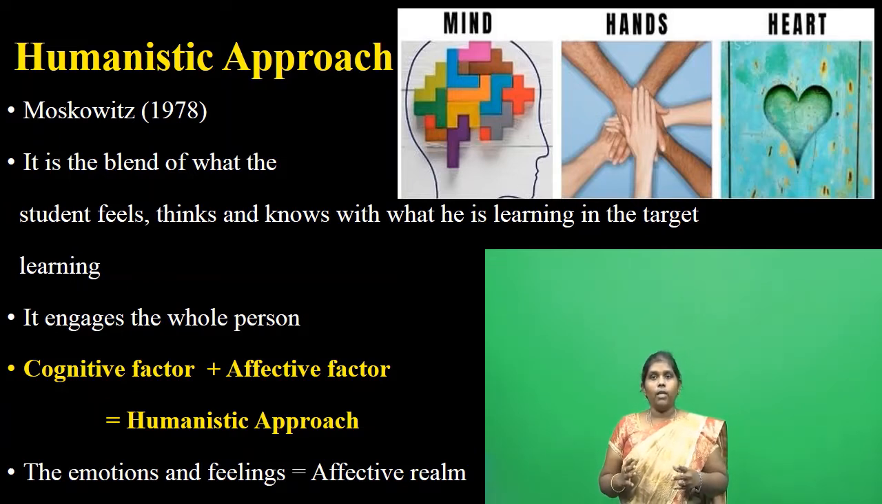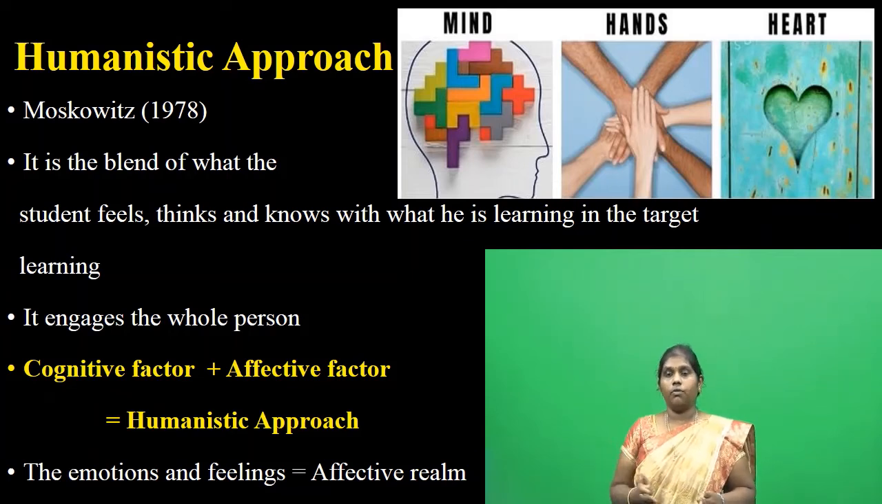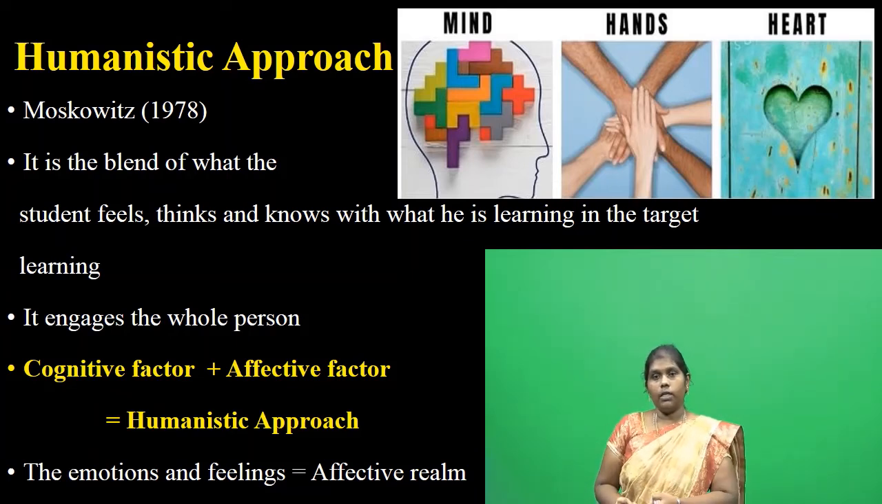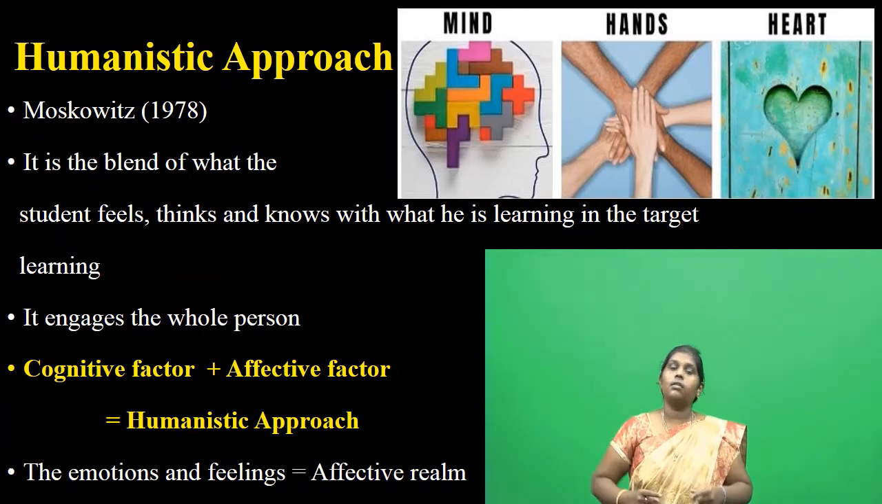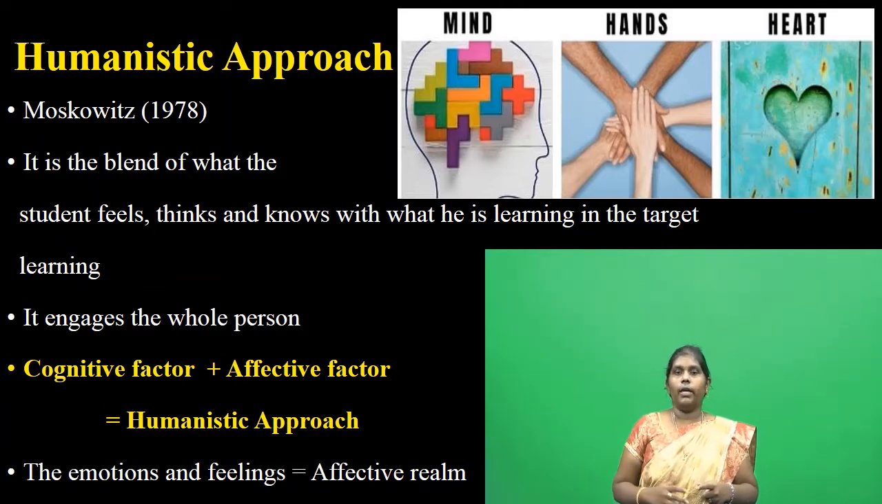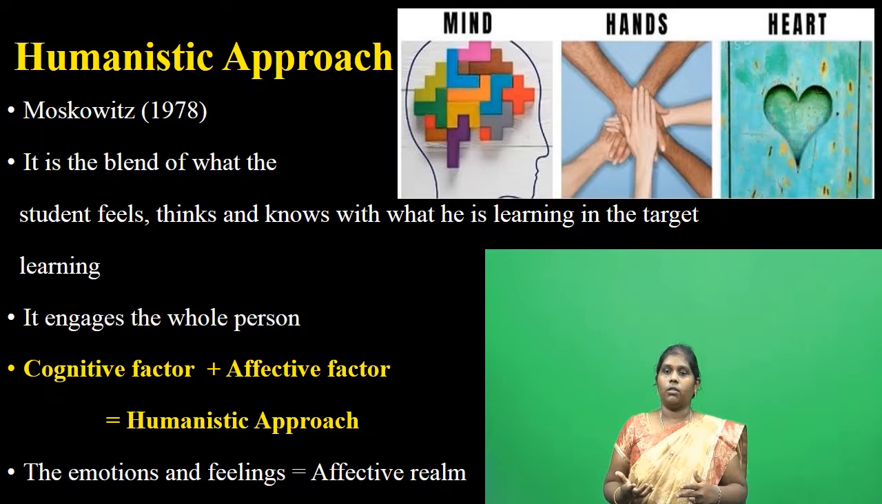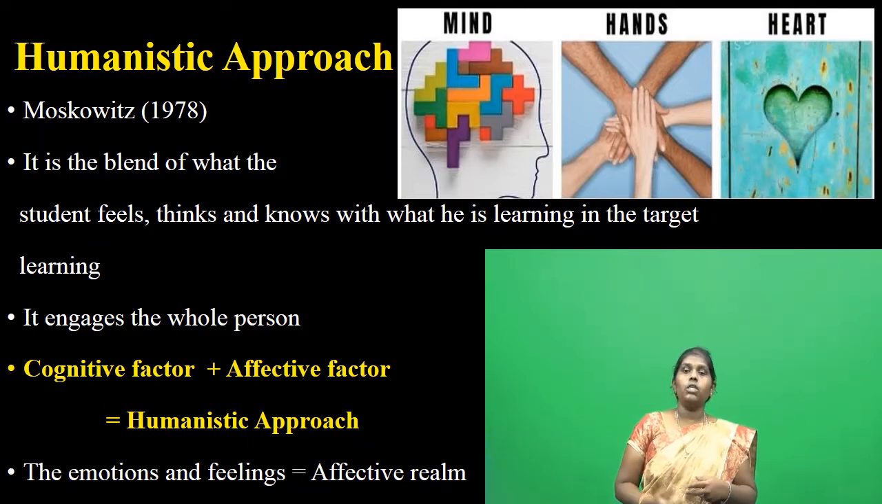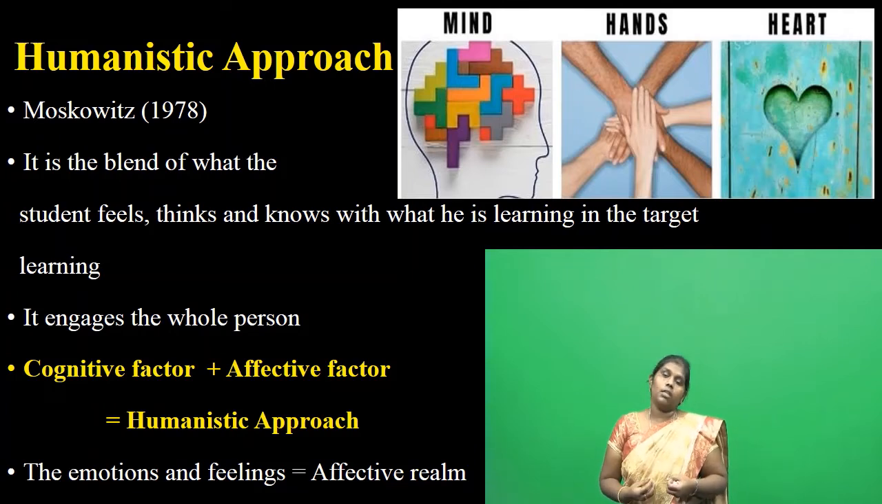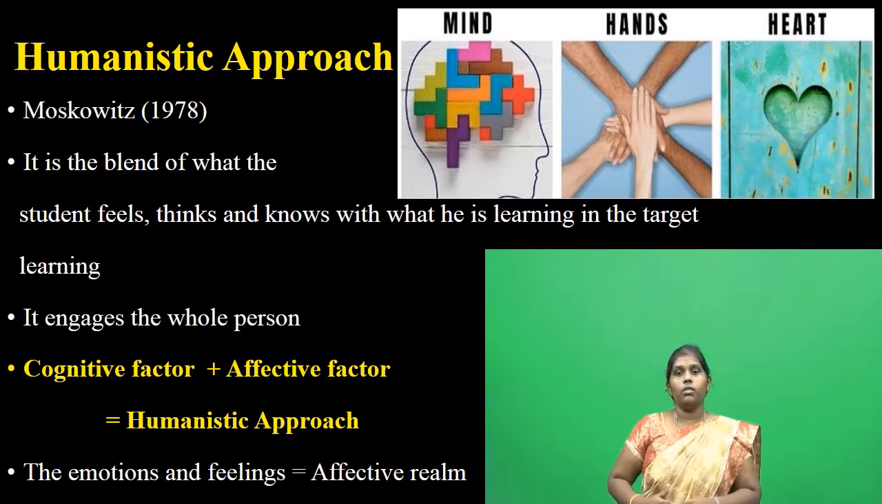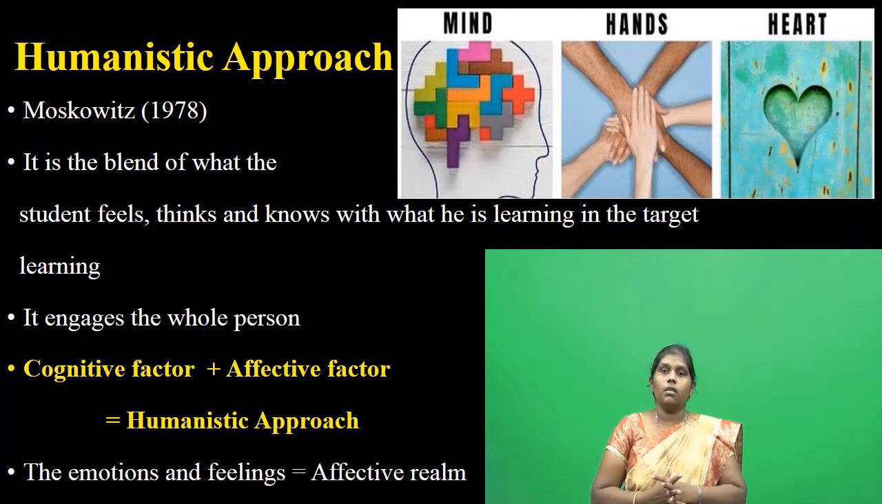So that is why we have given the formula here. Humanistic approach is the combination of two: one is the cognitive factor, another is the affective factor. What do you mean by cognitive factor? Cognitive deals with your intelligence, the knowledge that you gain, plus the affective factor. The affective factor is the emotions and feelings of the learner that they undergo. So this combination of affective and cognitive factors makes the humanistic approach in CLL.